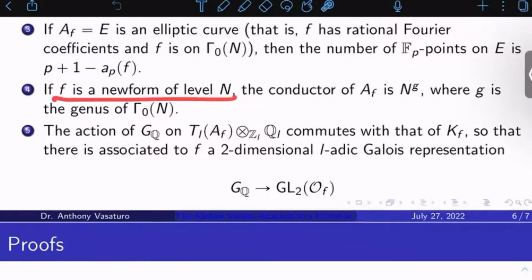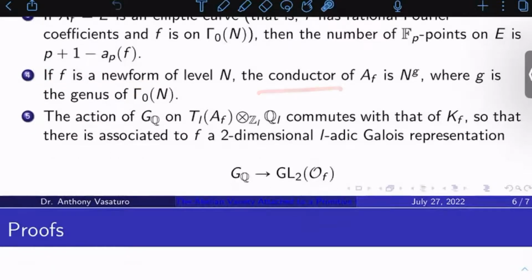4: if F is a newform of level N, the conductor of A_F is N to the g, where g is the genus of the modular curve X_0(N), this should say. This is highly non-trivial. Okay, anytime you're specifying a conductor of a large class of abelian varieties, it's probably a non-trivial result.